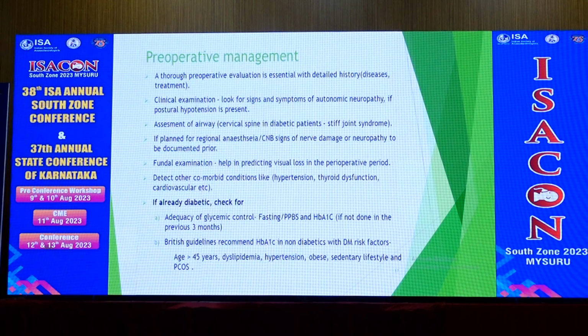One has to not only concentrate on the diabetes, but also look for other comorbid conditions like hypertension, any thyroid disorder or any cardiovascular problem. And if the patient is already diabetic, check for the adequacy of glucose control by doing FBS, PPBS and HbA1c if it is not done in the previous 2 to 3 months.